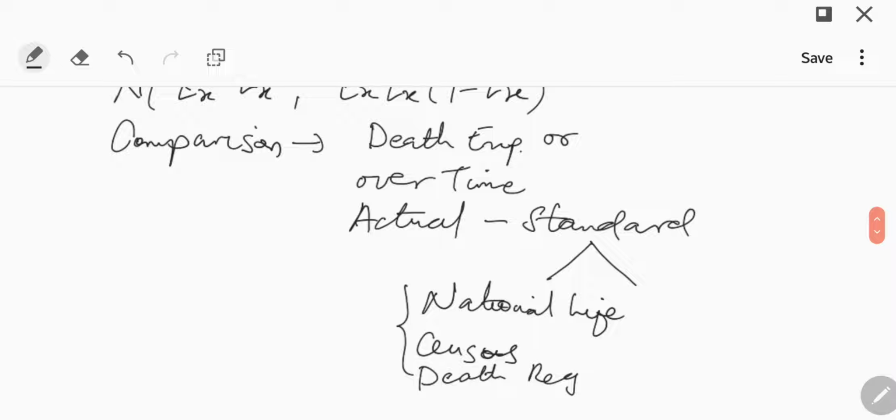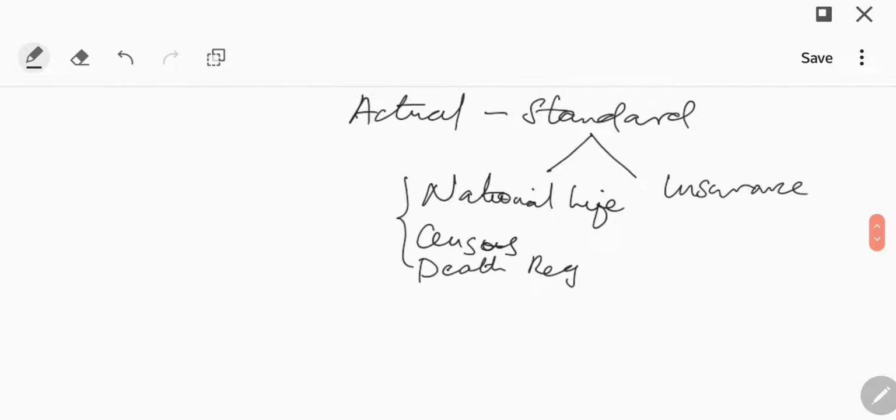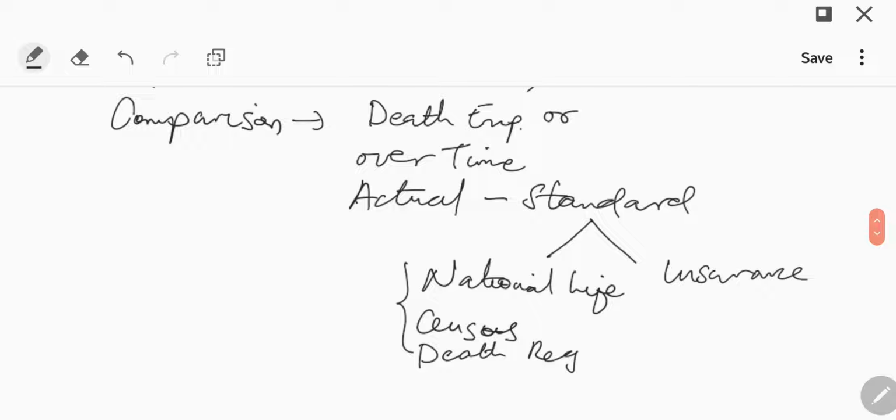Okay, so this is one set of tables, and the second set of tables are the data based on insurance companies. So whatever has been provided by the insurance company with respect to the mortality experience. So based on the number of policies, number of deaths which have occurred between the period, they create this kind of table based on whatever has happened. So these are some of the two standard tables which we can have.